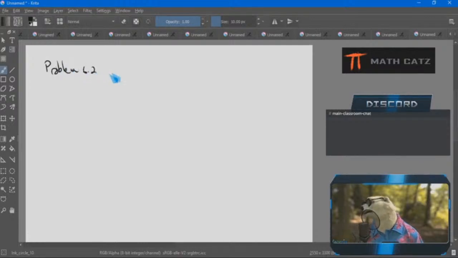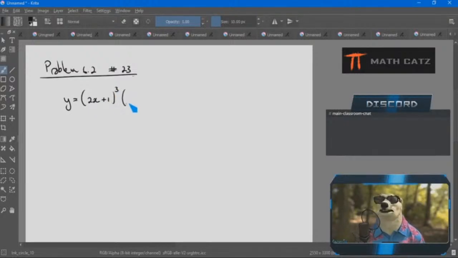Problem 6.2. My writing is horrible. I'll do 23. Y equals 2x plus 1. Maybe I'll just do 23, 24 as they are. I don't want to get too clever here. There's nothing wrong with them. The exponents here are just a little low, making me think I can FOIL this out and simplify it first, and you certainly can, but it'll be much more efficient to keep them as functions of functions.